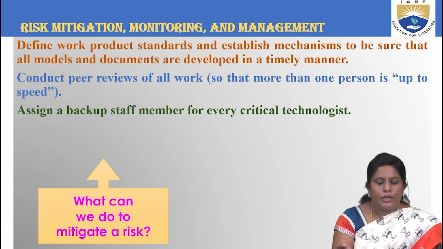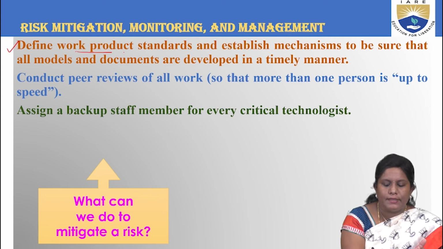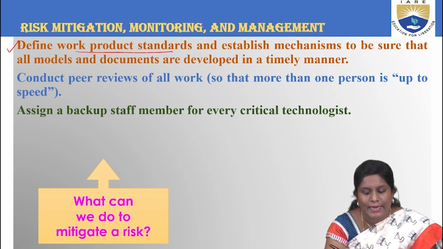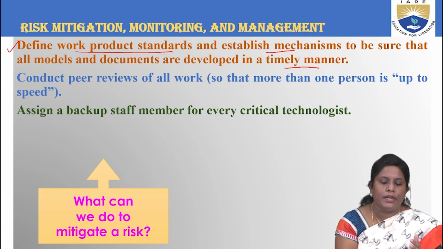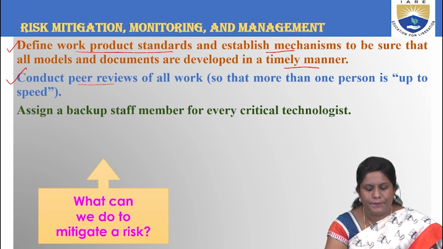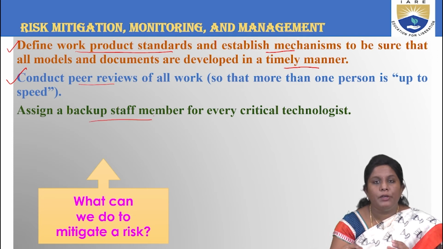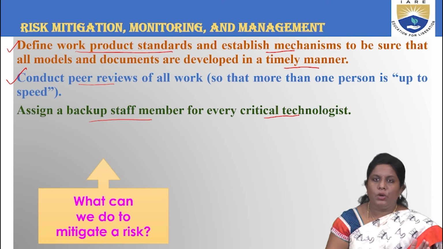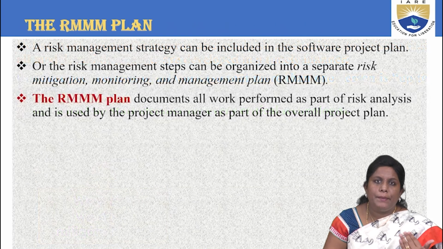Then you are supposed to define work product standards. Once the team knows what they have to do, then you can talk about the standards and mechanisms in a proper, timely manner with proper documents. Once the work product is ready with the standards, then you are supposed to have some meetings, that is, the peer reviews. And then assign a backup staff member who monitors this as a whole. Generally for every critical technologist, meaning someone good at everything, he has to monitor all the things that have to be done. So all these tasks are performed in the risk mitigation.